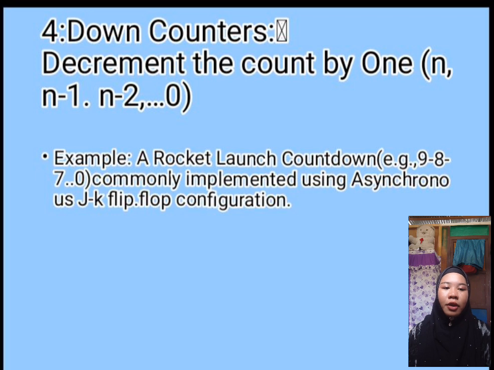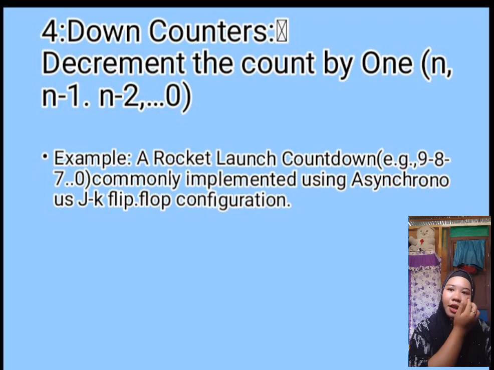Down counters decrement the count by 1 until 0. Ang down counters ay kabaliktaran ng up counters, pababa ang pagbilang. Sa bawat signal, babawasan ng isa ang count, like 9, 8, 7, 6, 5, or 4 hanggang 0. Example, sa mga game, magbibilang ng 5, 4, 3, 2, 1 and 0.